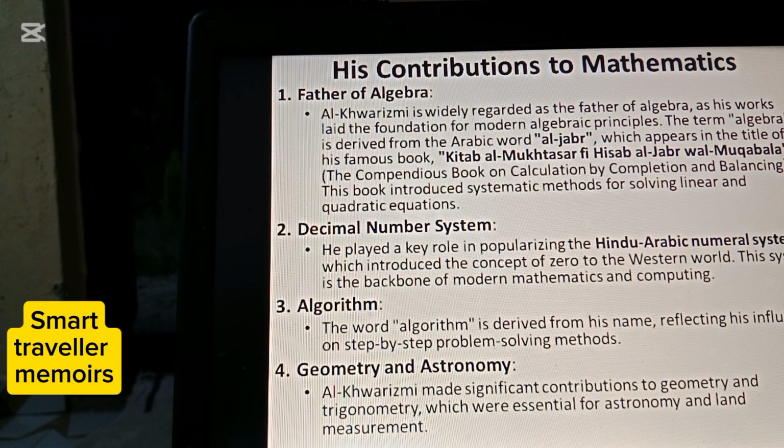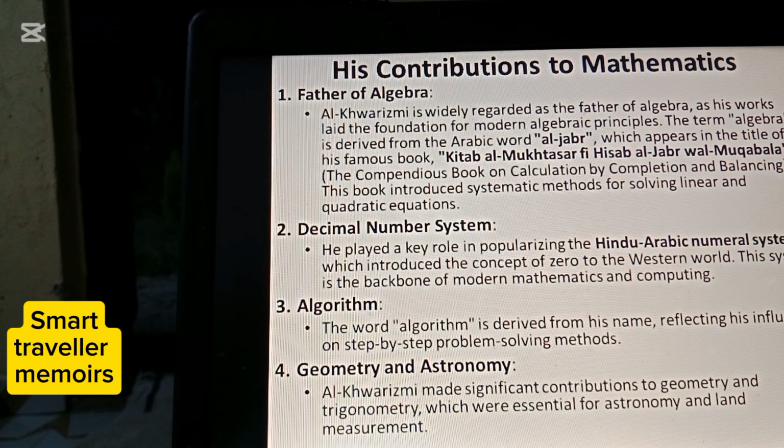he is remembered because the term algebra is derived from the Arabic word al-jabr, which appears in the title of his famous book, Kitab al-Mukhtasar fi Hisab al-Jabr wal-Muqabala, the compendious book on calculation by completion and balancing. This book introduced systematic methods for solving linear and quadratic equations.